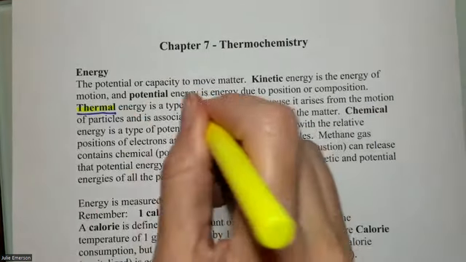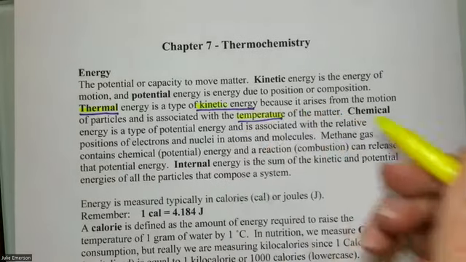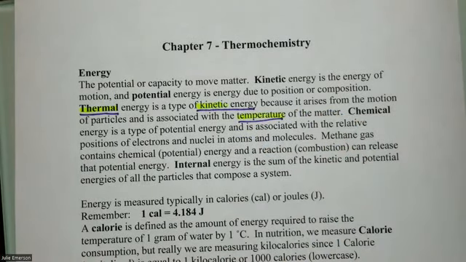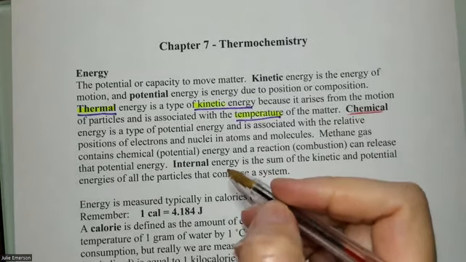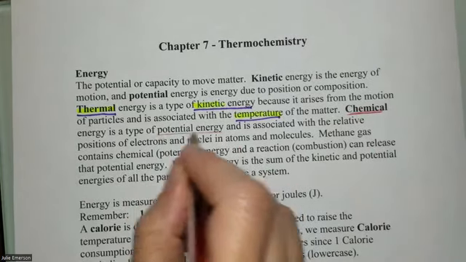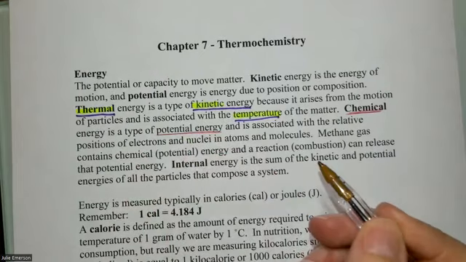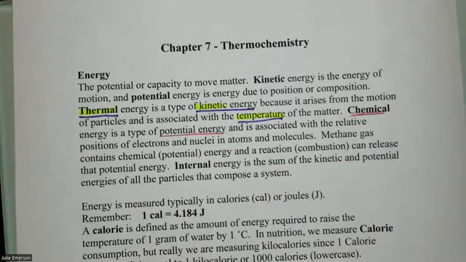So thermal is kinetic. Thermal, I always think temperature, right? The other one we've got here is chemical energy, which is the energy that is stored in the bonds. So that means it's potential energy, right? It's stored in the chemical formula.